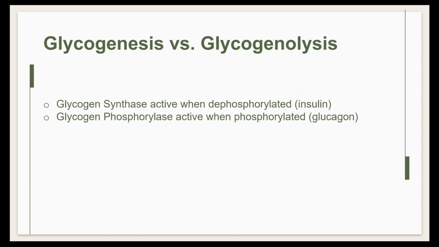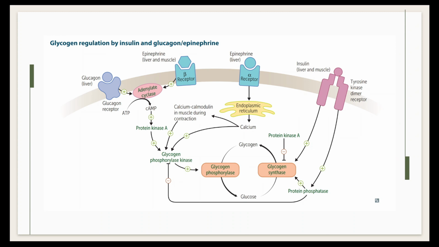Glycogen synthase, which is the enzyme that will convert glucose into glycogen, is active when it is dephosphorylated under the influence of insulin. The opposite goes for the glycogen phosphorylase, which will be active when it is phosphorylated under the influence of glucagon. This figure summarizes both enzymes and their status in the presence of insulin or in the presence of glucagon.